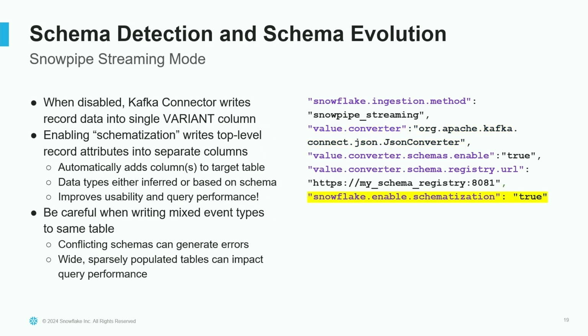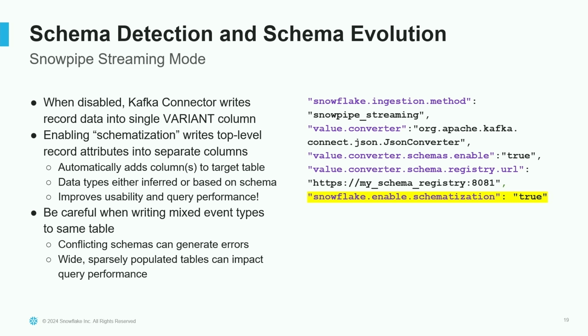Let's move on. This is an important setting, schematization, and this is a feature specifically of using the Kafka connector with Snowpipe streaming. Rather than loading all the data into a single variant column, it actually creates the table with all the top-level attributes of your messages. It either infers the schema or uses the schema from your schema registry. And this can add columns as they show up in your messages, so it's performing ongoing schema evolution as well. And so this is great.